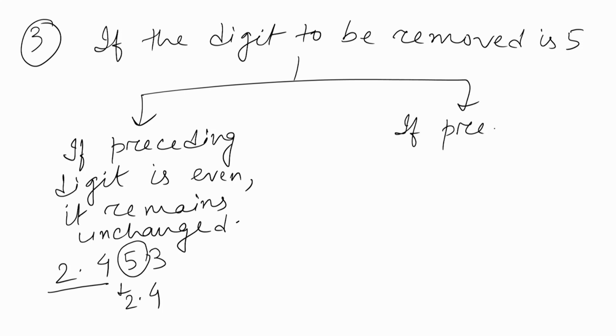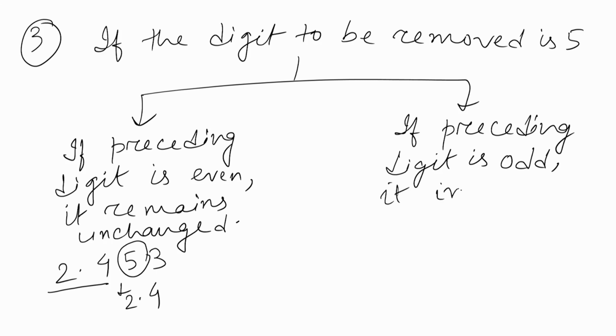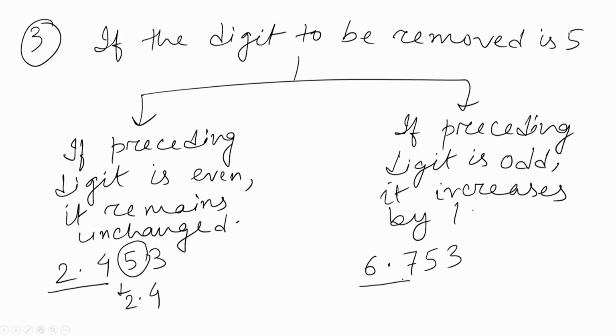If the preceding digit is odd, it increases by 1. So let's say we have 6.753, we want to keep up to one decimal place. We have to remove 5. The preceding digit is 7, which is odd, so we will write this as 6.8.